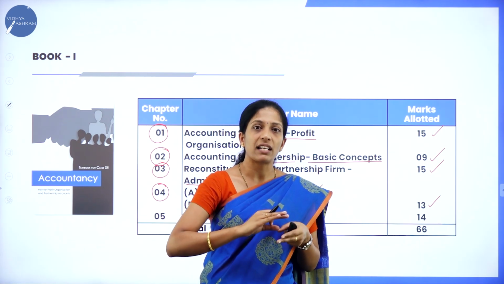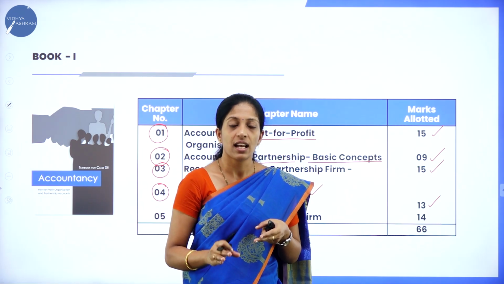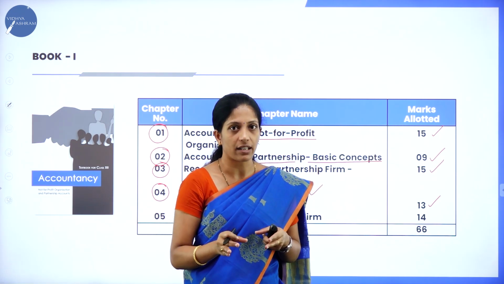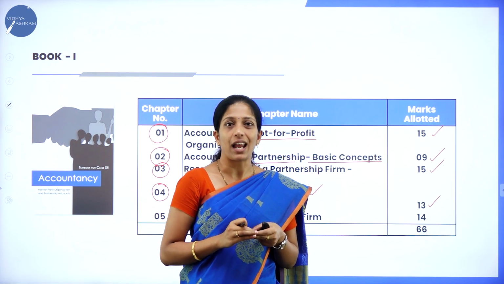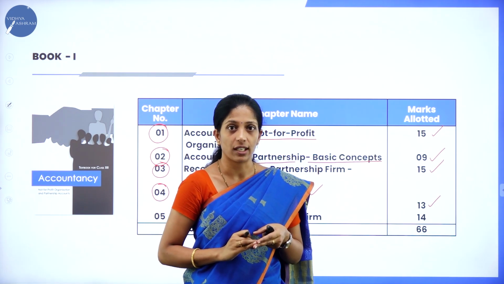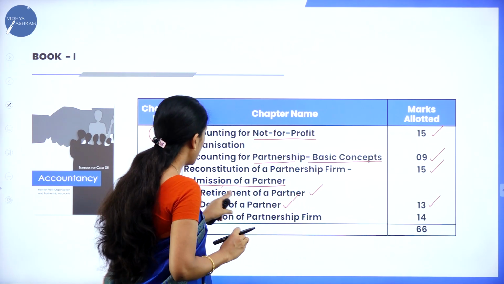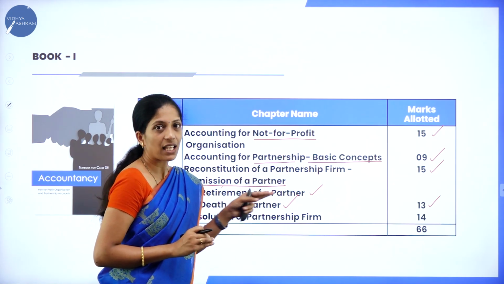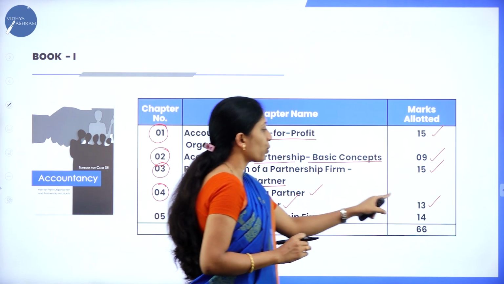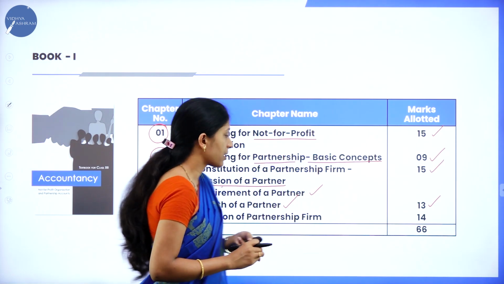Of course, when a partner leaves or a partner dies, his account has to be settled. So, how are we going to prepare accounts in that particular situation? That we are going to learn under retirement of a partner as well as death of a partner, and the total weightage is 13 marks.